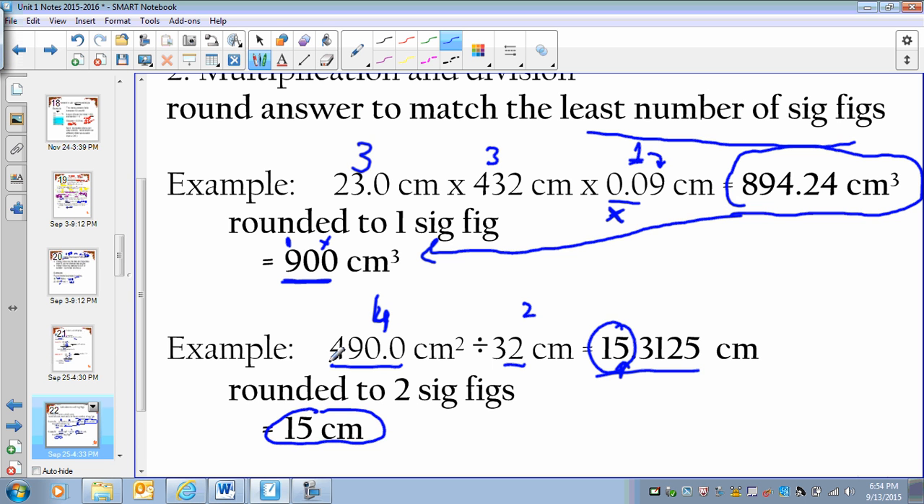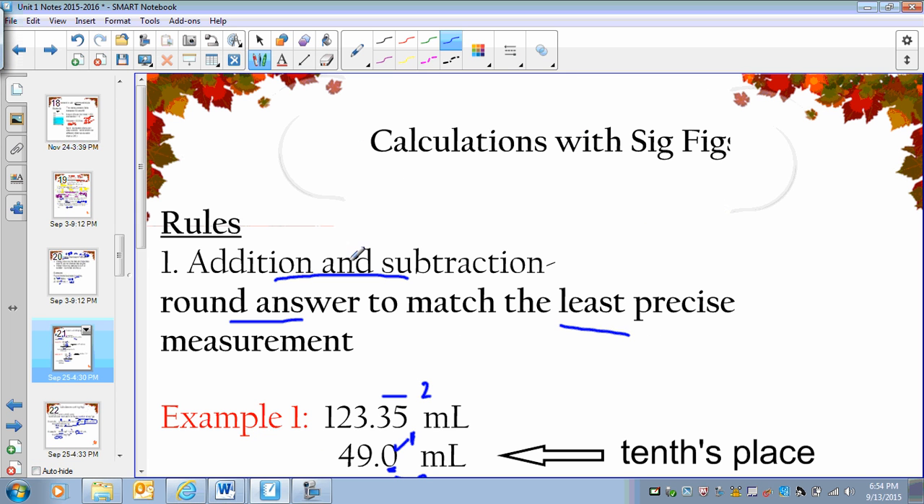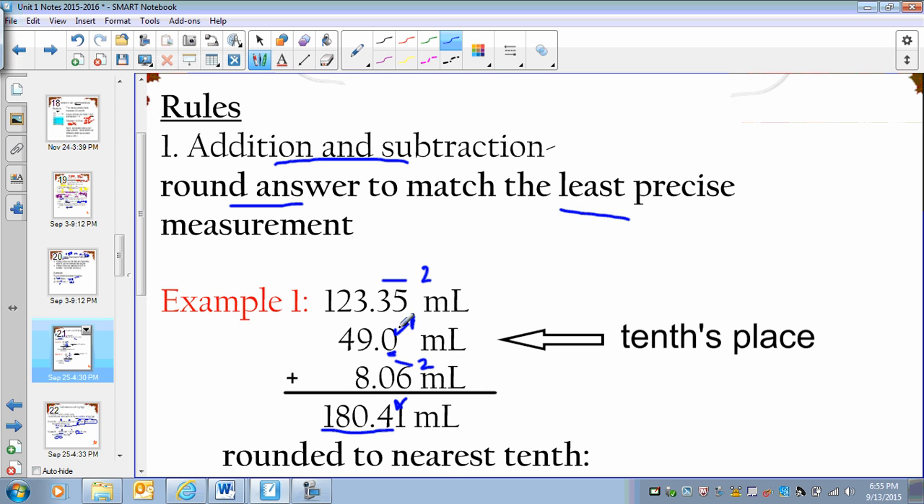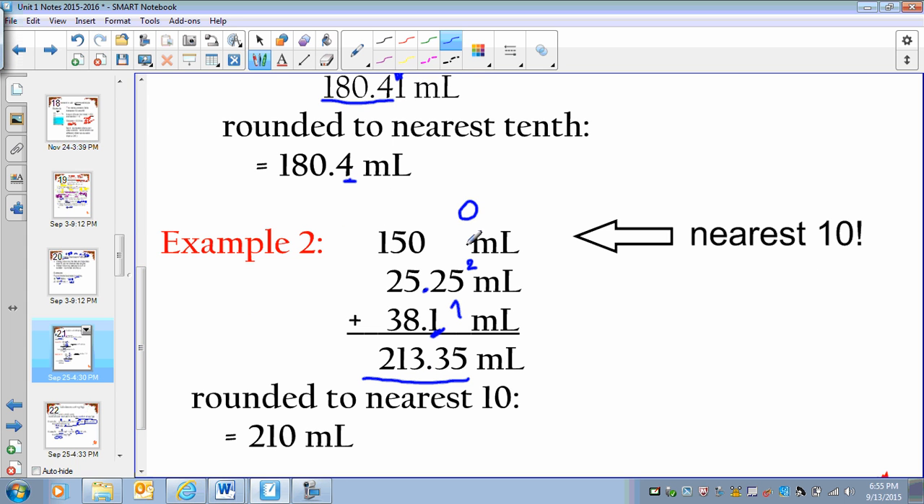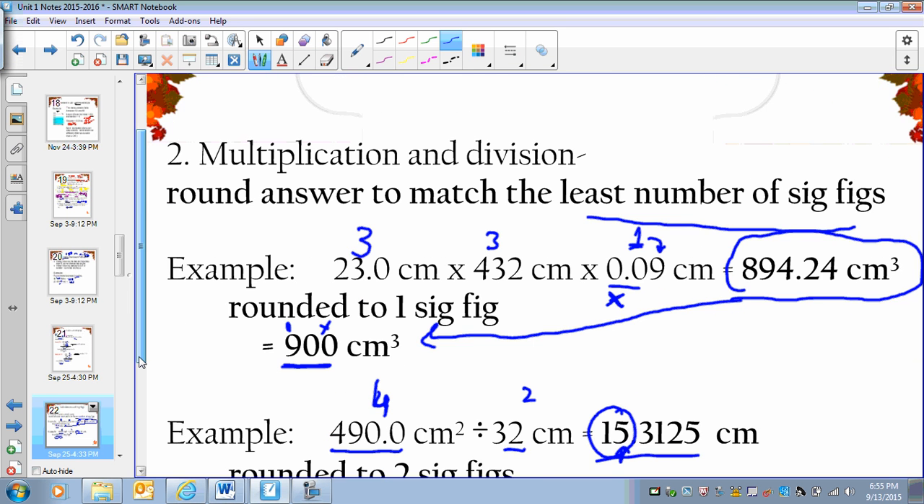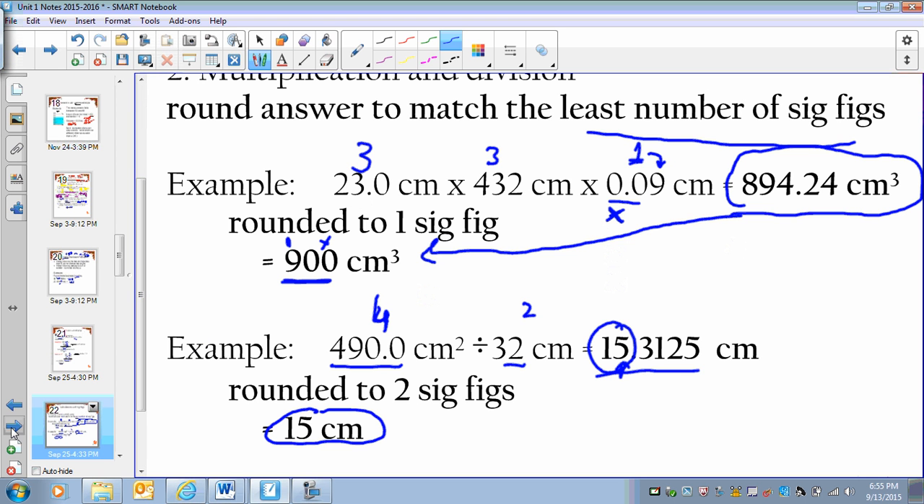I hope you understand that when we multiply or divide, we go by the least number of digits in our data. When we add or subtract, we go by the least number of decimal spaces in the data. If the data has 1 decimal space as the least, then my answer should have only 1 decimal space. If my data has no decimal space, then my answer should not have any decimal space. These are the significant digit rules that we need to follow no matter which calculation we are doing at any point this year. Whether you're calculating moles, grams, liters, density, or molarity, regardless, you are going to follow the sig fig rules.